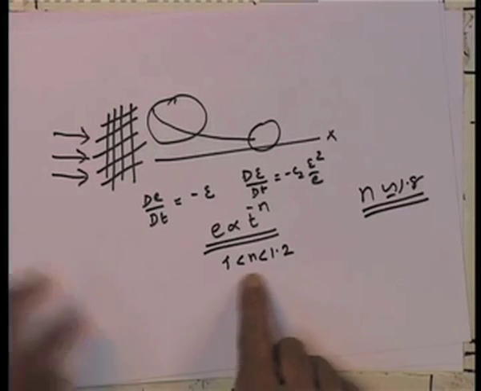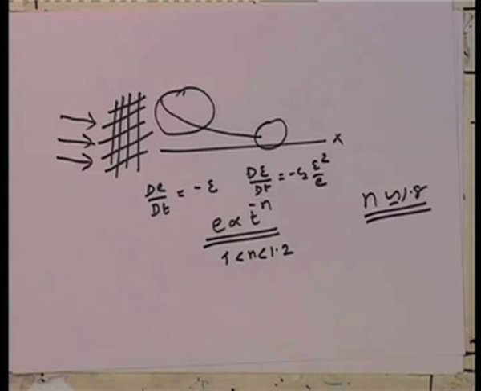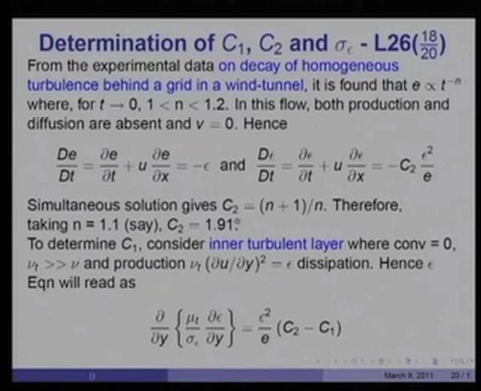So, in the initial times at least it is between n equal to 1 and 1.2, and therefore, the solution gives c2 equal to n plus 1 divided by n, simultaneous solution, and therefore, taking n equal to 1.1, say, we will get c2 equal to about 1.91.